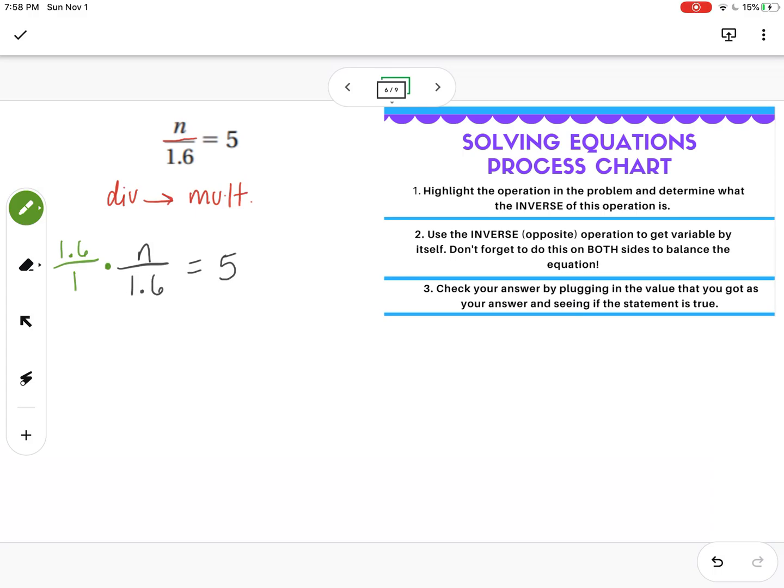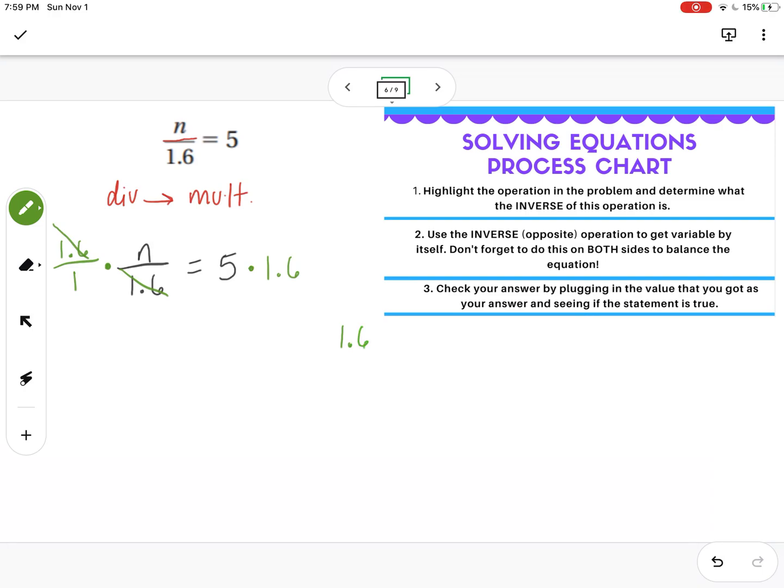So I'm multiplying both sides by 1.6 since that's the opposite of dividing by 1.6. But I always set it up like this just so I can show that I'm cross-simplifying it, that those cancel. Because some people don't understand how we get that variable by itself, and I like to show it. And then on this side, I'm going to show that it's multiplied by 1.6. And of course, we can set that up vertically if that helps as well.